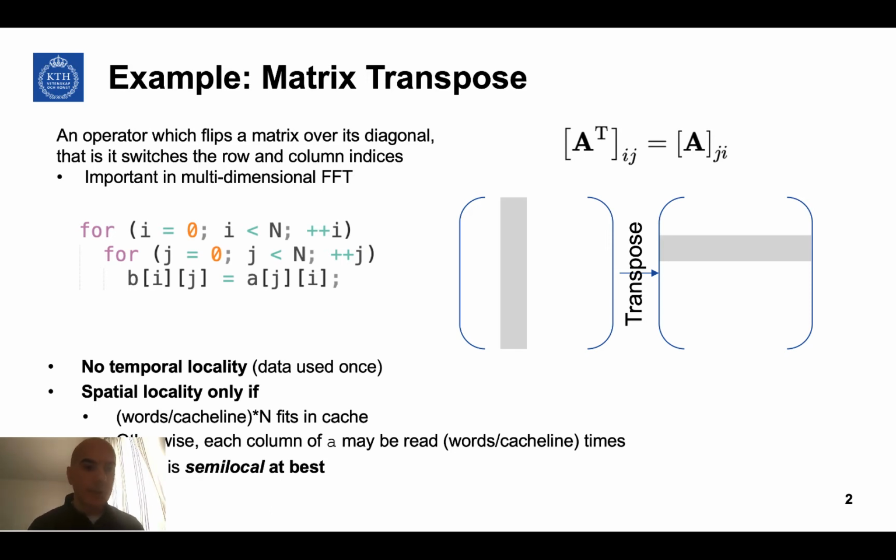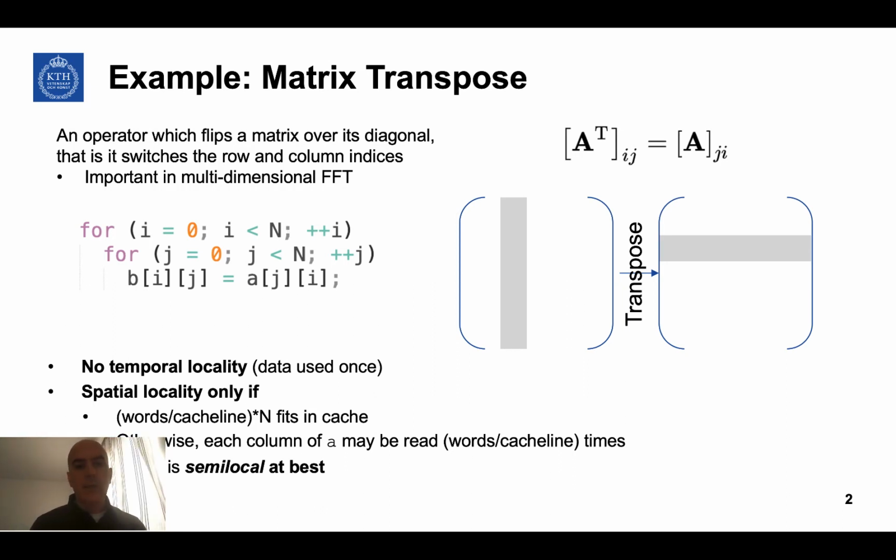In this example, we have a matrix called A. We take the transpose and we store the result of the transpose in a matrix B. The algorithm itself includes a nested loop with two indices going from 0 to n, where n is the size of the matrix.